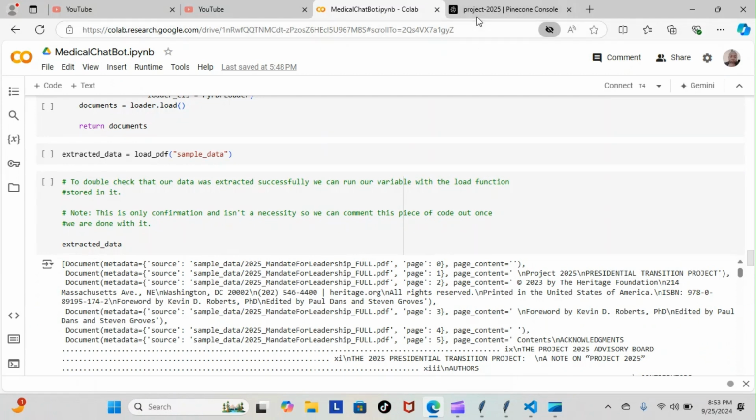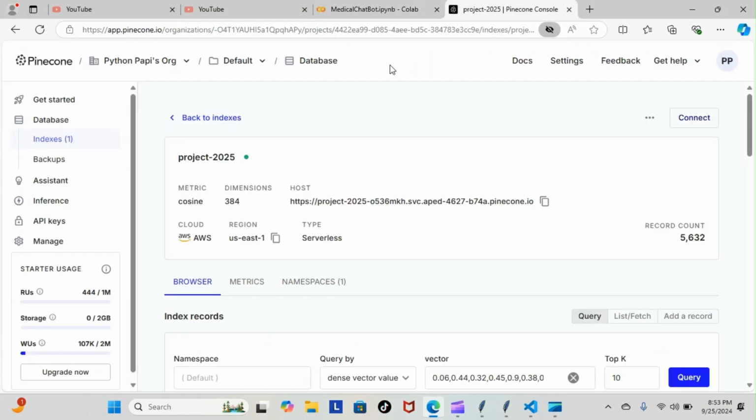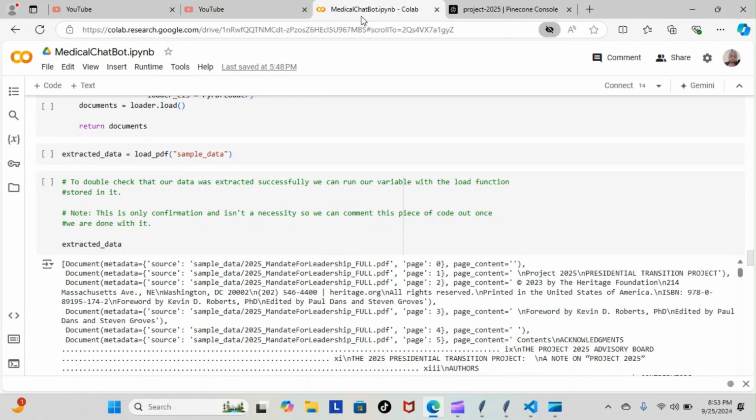As you can see here, this is the topic that we trained our model on. It's going to be called Project 2025. So this is our new index, our new work environment. Let me take you over to our Colab.